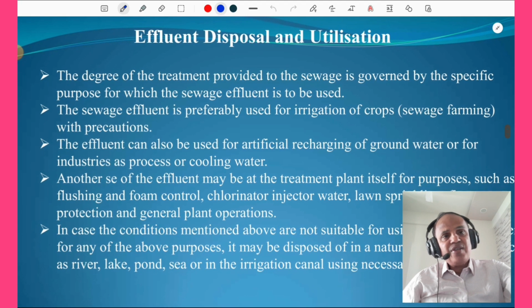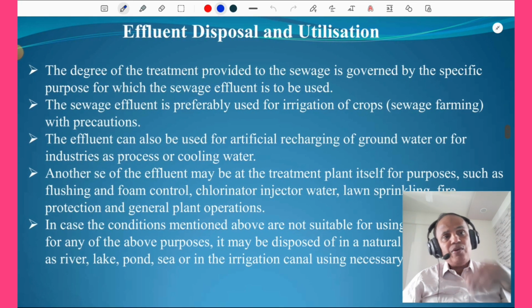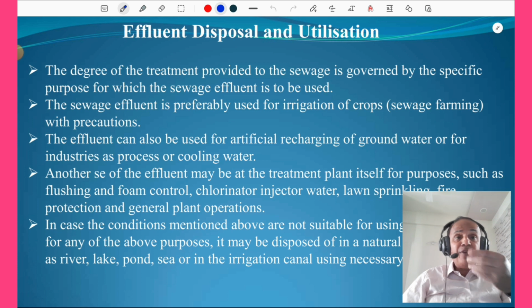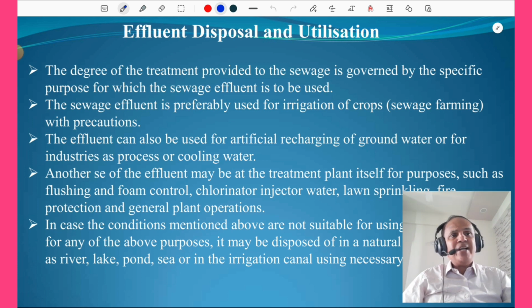Then we have to discuss the effluent disposal and utilization. What is effluent? That is treated sewage. The degree of the treatment provided to the sewage is governed by the specific purpose for which the sewage effluent is to be used. The sewage effluent is preferably used for irrigation of the crops, meaning sewage farming with precautions. The effluent can also be used for artificial recharging of groundwater or for industries as process or cooling water. So that water can be reused again.